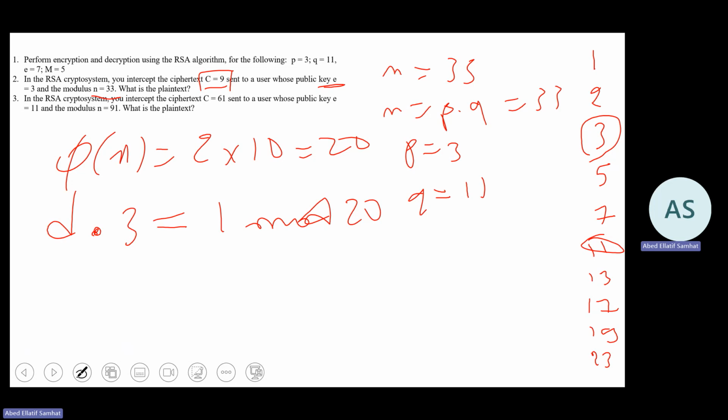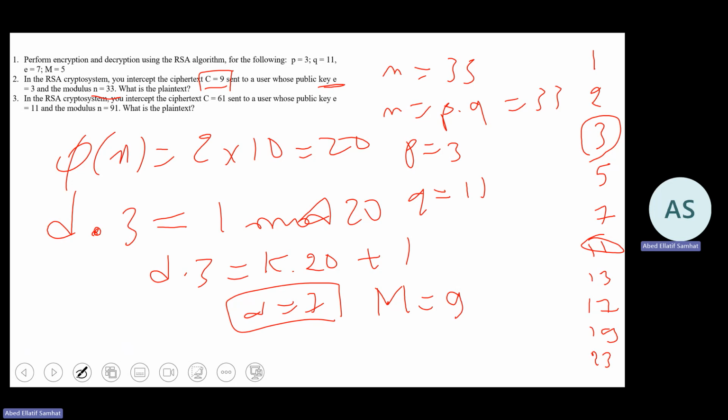It's the inverse. So in this case, we should find that d times 3 equals k times 20 plus 1. Okay, and we can find that d equals 7. And in order to decipher, the plain text m is equal to 9 to the power 7 mod 33. If we do the calculation, it will be equal to 15. And if you want to verify, you just compute 15 to the power 3 mod 33, and it will be equal to 9.